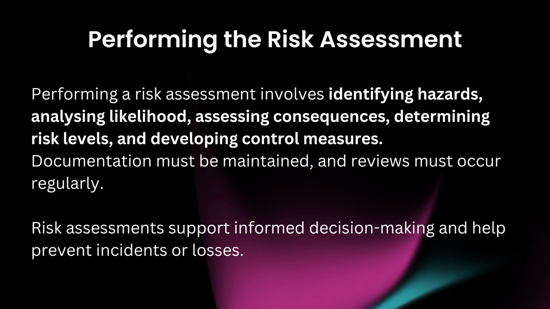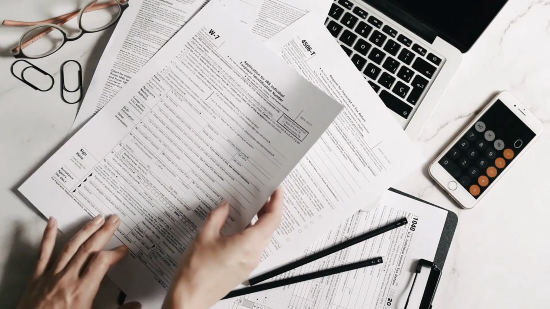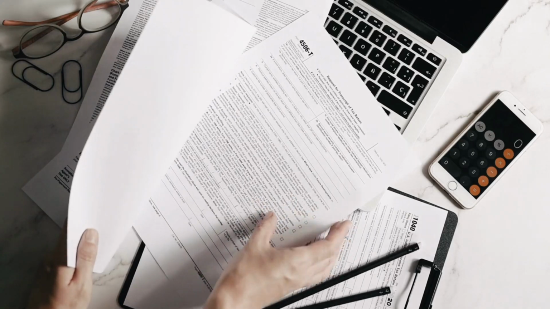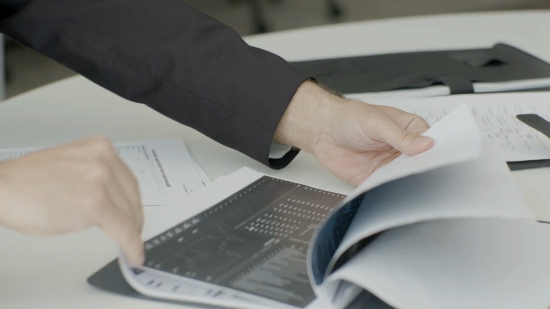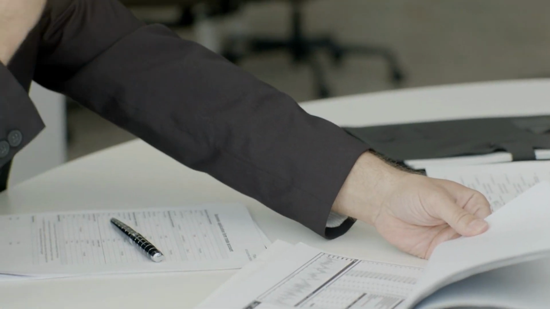Performing the risk assessment. Performing a risk assessment involves identifying hazards, analyzing likelihood, assessing consequences, determining risk levels, and developing control measures. Documentation must be maintained, and reviews must occur regularly. Risk assessments support informed decision-making and help prevent incidents or losses.